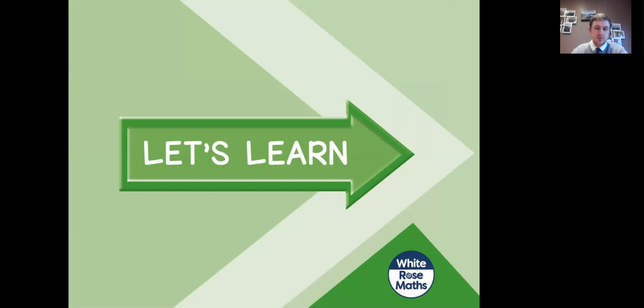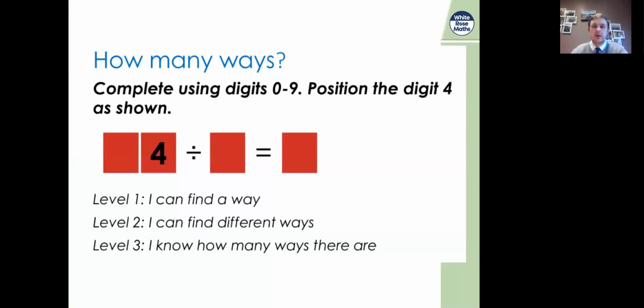So let's have a go at some reasoning then, shall we? I'm going to give you this calculation here, and we're going to start it off together, and then I'm going to set you off to have a go at your own. So on here we've got 3 numbers. We've got a 2-digit number ending in 4, and that 4's fixed in position, that has to stay there.